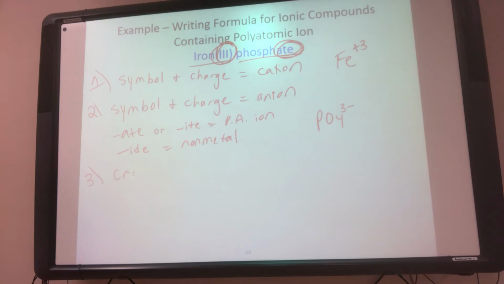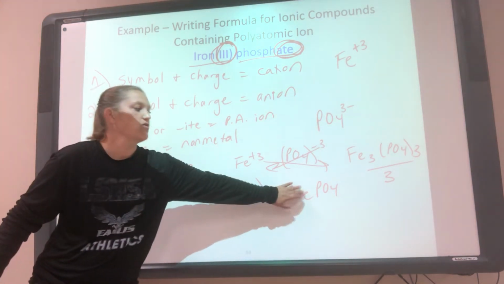Step 3 was my cross down method. So Fe +3, PO4, and you can put it in parentheses, that helps sometimes. Cross down. You get Fe3, PO4, 3. Step 4 is to reduce. So they both have 3's, so I can reduce by 3, and I can get FePO4. Now, a lot of times when it's just 1's, you'll see it as just FePO4. They don't necessarily leave the PO4 in parentheses if it's just one of them. You can write it either way, but this is the more technical way of writing it.